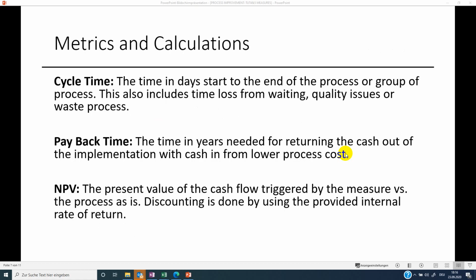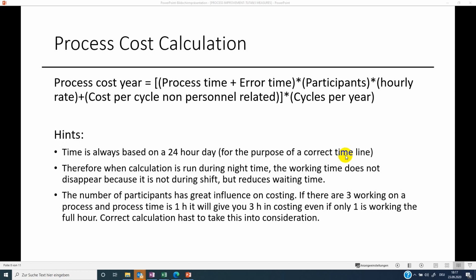You will find some information on the different metrics, so the cycle time, the payback time, and the NPV. Most of us are familiar with these concepts. If not, there is good documentation on the internet where you can find sufficient help. This is why we will cut this presentation short and not go into details with the different evaluation concepts.